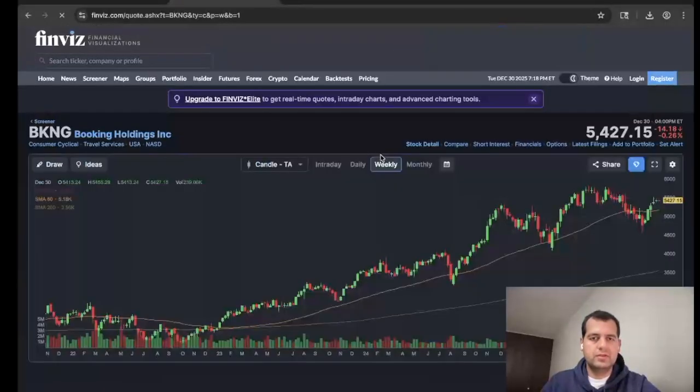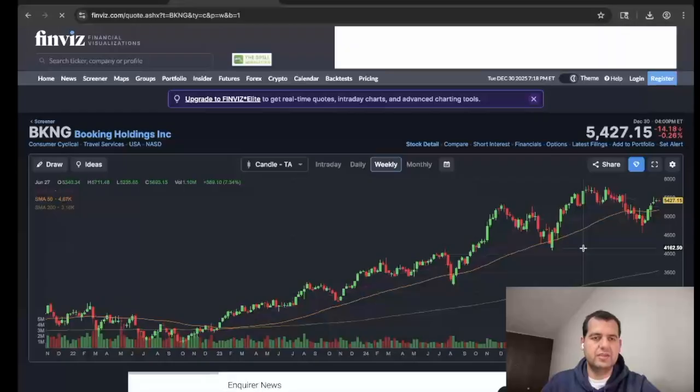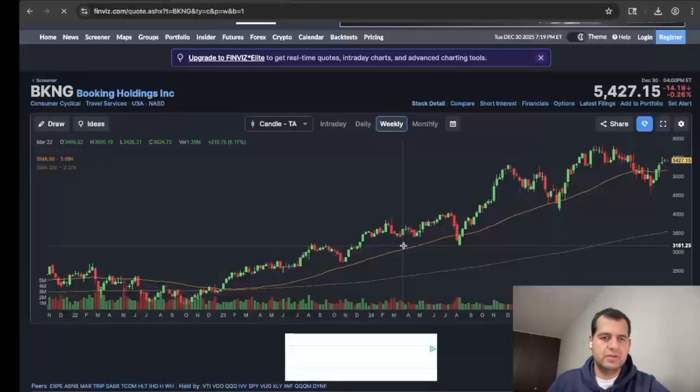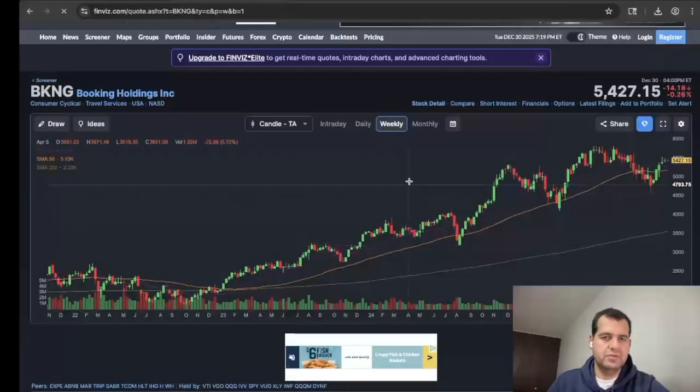And if you look at the weekly chart, you can see a similar pattern. If you look at the past pattern of Booking Holdings in the weekly chart, you can see the price was actually bouncing from the 50 SMA. For example, in August of 2024, the price bounced from the 3,000 range and went actually to the 5,000 range.